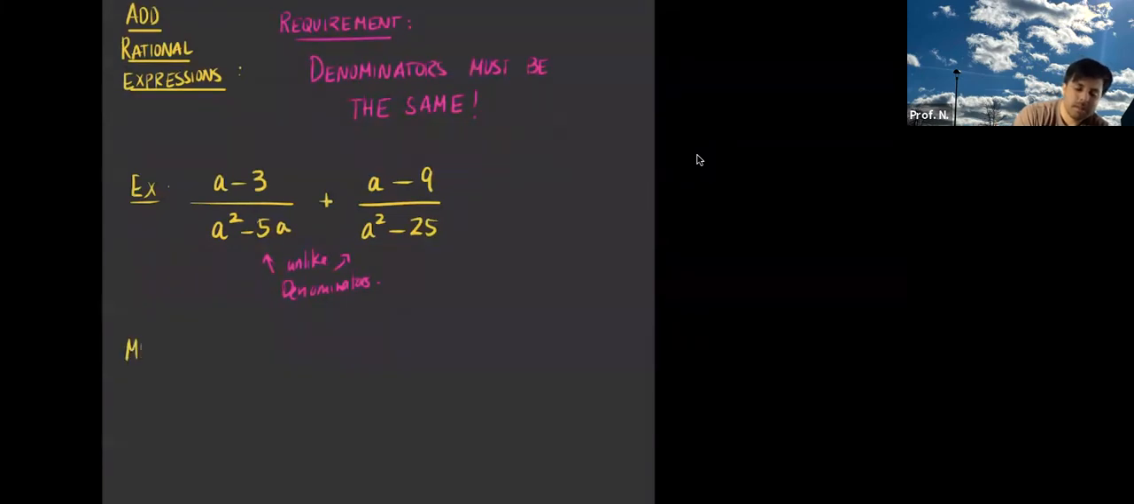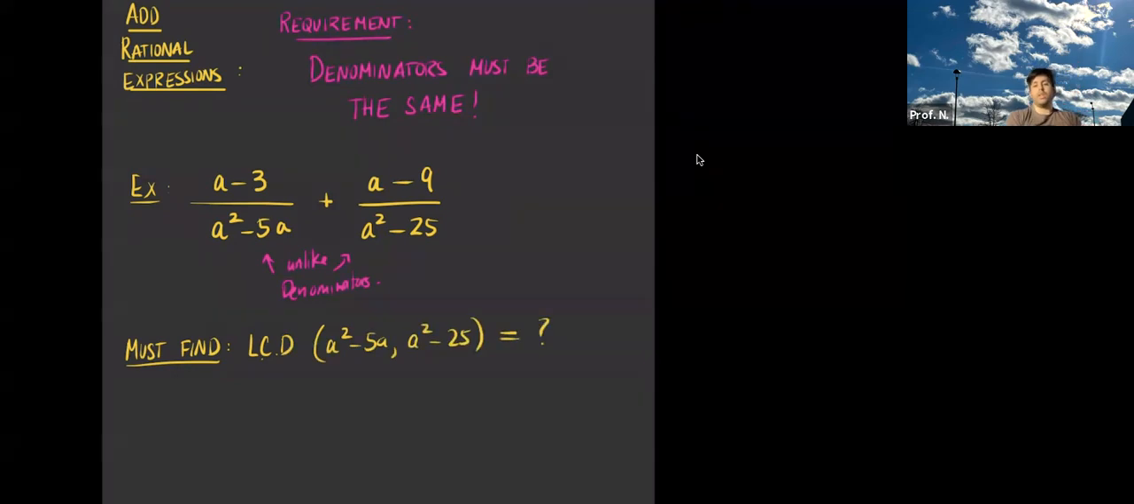I must find what's called the least common denominator, the LCD. So I must find the LCD between a squared minus 5a and a squared minus 25. I must find what is the least common denominator or the least common multiple. This is also known as the LCM, least common multiple. Now, how do I do that?